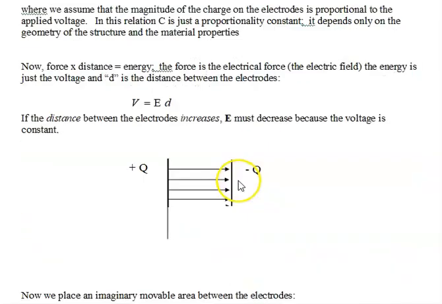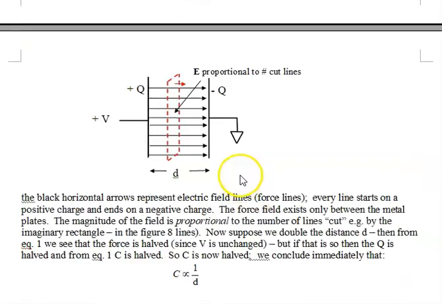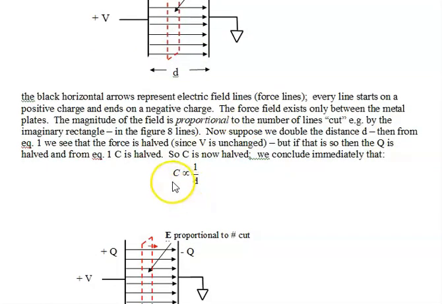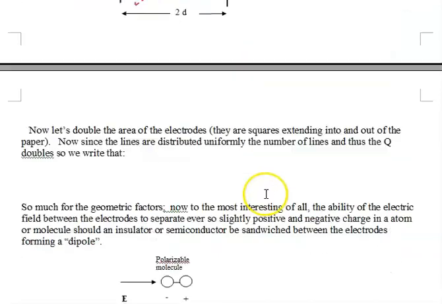In our case here, we've doubled the distance, and the voltage is constant, not the charge. The charge adjusts itself to give a constant voltage. So if we double the distance, the charge goes down by a factor of 2, the electric field goes down by a factor of 2, the capacitance goes down by a factor of 2. Capacitance is proportional to 1 divided by the distance.